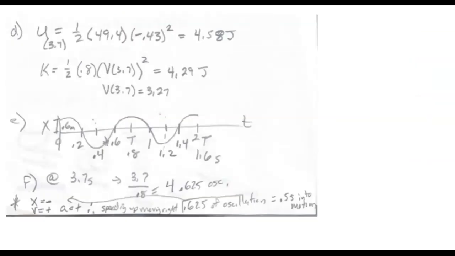Finally, it asks you to evaluate and solve for the potential and kinetic energies at that time. For the potential energy, I used the location, so 1/2 k x squared, with the location we just got in part C. I squared it and multiplied by k and a half, and I got 4.58 joules. To find the kinetic energy, I could have done it a couple different ways, but I evaluated the velocity function at 3.7 and got 3.27 meters per second. Then I squared that number and multiplied it by 0.8 times a half. So 4.29 joules of kinetic energy. If you add those together, that gets you your total energy. And that was pretty close.